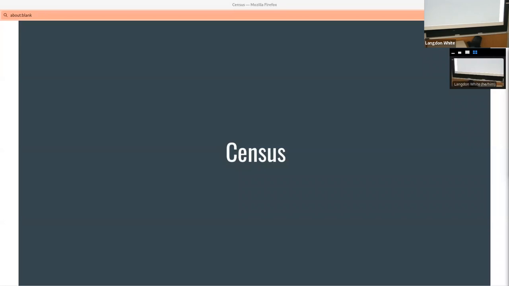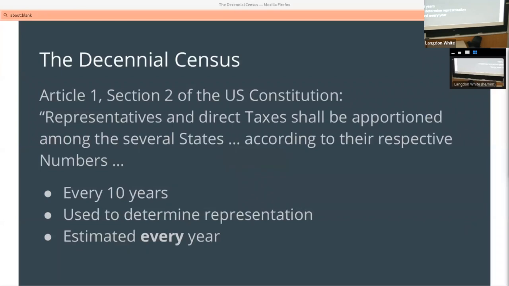It's actually very difficult. So now we're going to talk about the US Census. This is a word I have a very hard time with, but I think it's decennial, but you can read it to yourselves. It basically means every 10 years. And in the US Constitution, it says that there will be a counting of the people every 10 years.